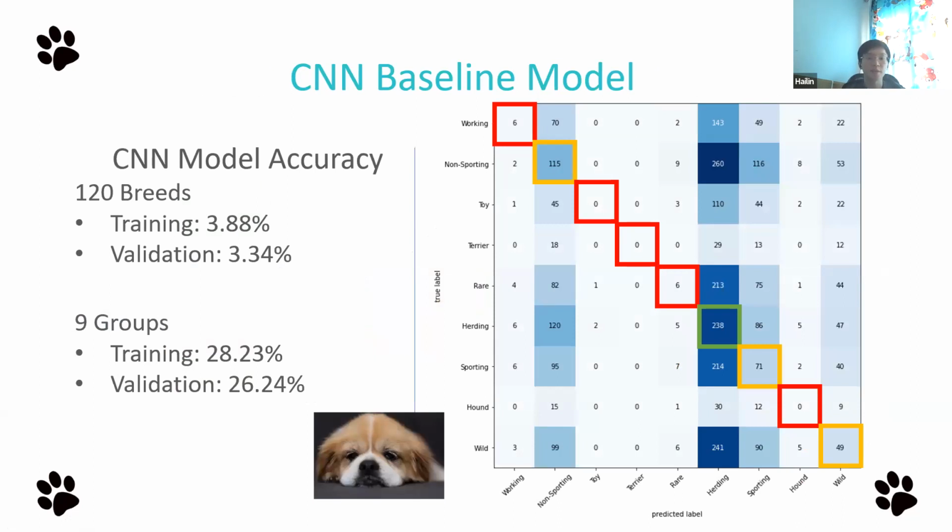So here's my CNN baseline model with 3% accuracy on 120 breeds, which is still better than random chance. The 9 group classification has 26% accuracy, but due to space limits, I am only showing the confusion matrix for the groups, where we can see that many groups are being mislabeled. So we are not happy, as this puppy is right here.